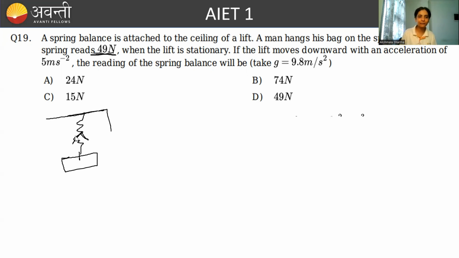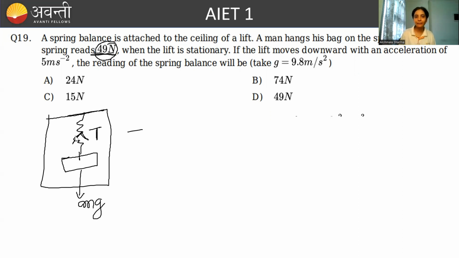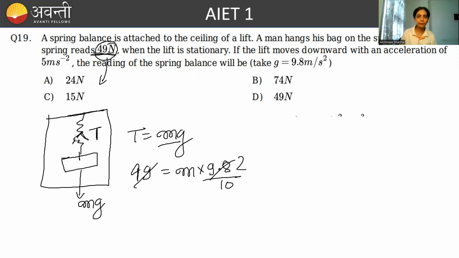Now here spring balance is hanged from a lift. Initially lift is at rest and then it is giving how much reading? 49 Newton, the value of weight. So let's first find it initially. So initially write the FBD: on this the gravitational force will act downward, mg, upward force is tension, and since this is at rest, T will be equal to mg. So T is what? Tension, and this is nothing but equal to the reading value. And how much is the reading given? 49 Newton. It means T is equal to 49, and m is equal to how much? Nothing, not given. g is 9.8. Now if you solve it, mass value will become 5 kg. Done.